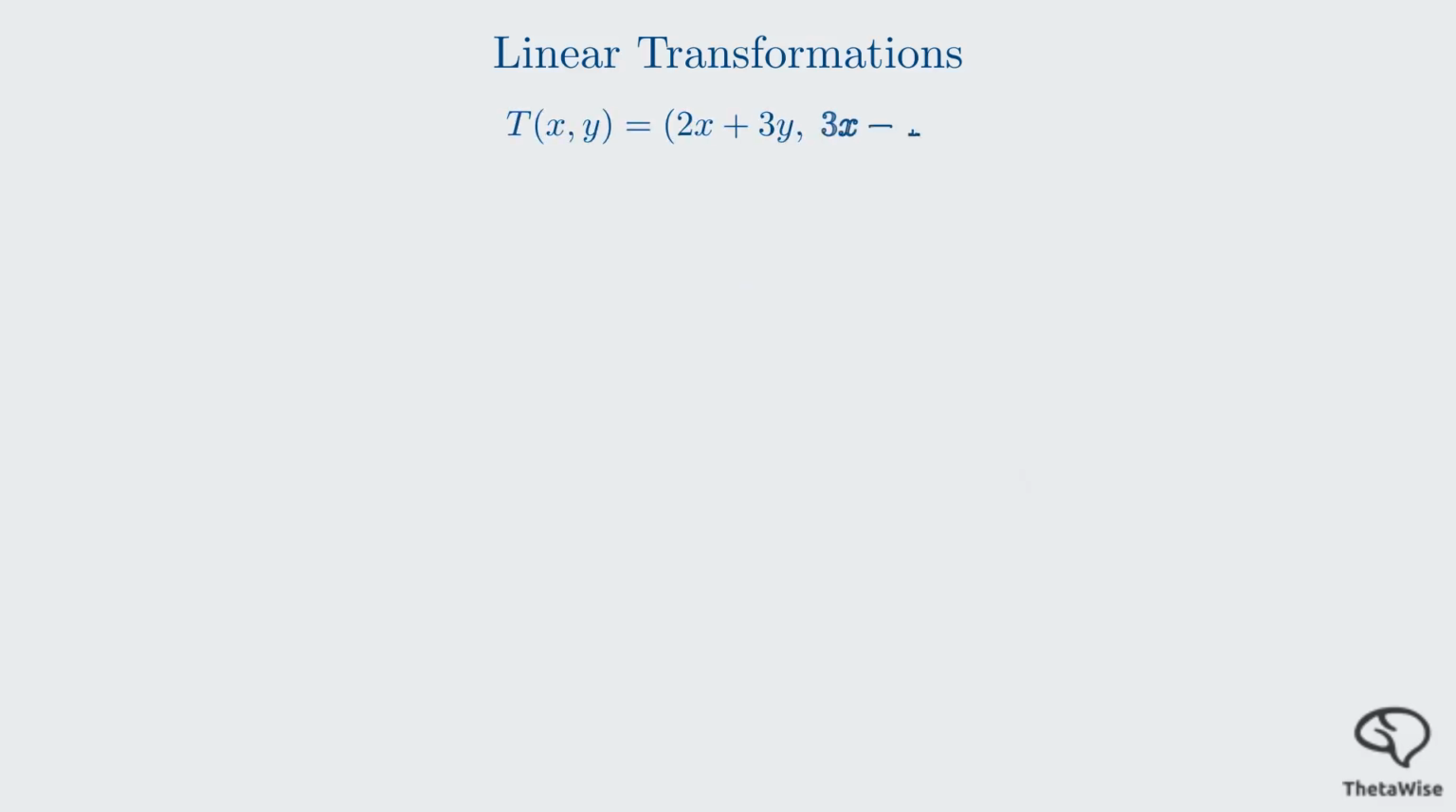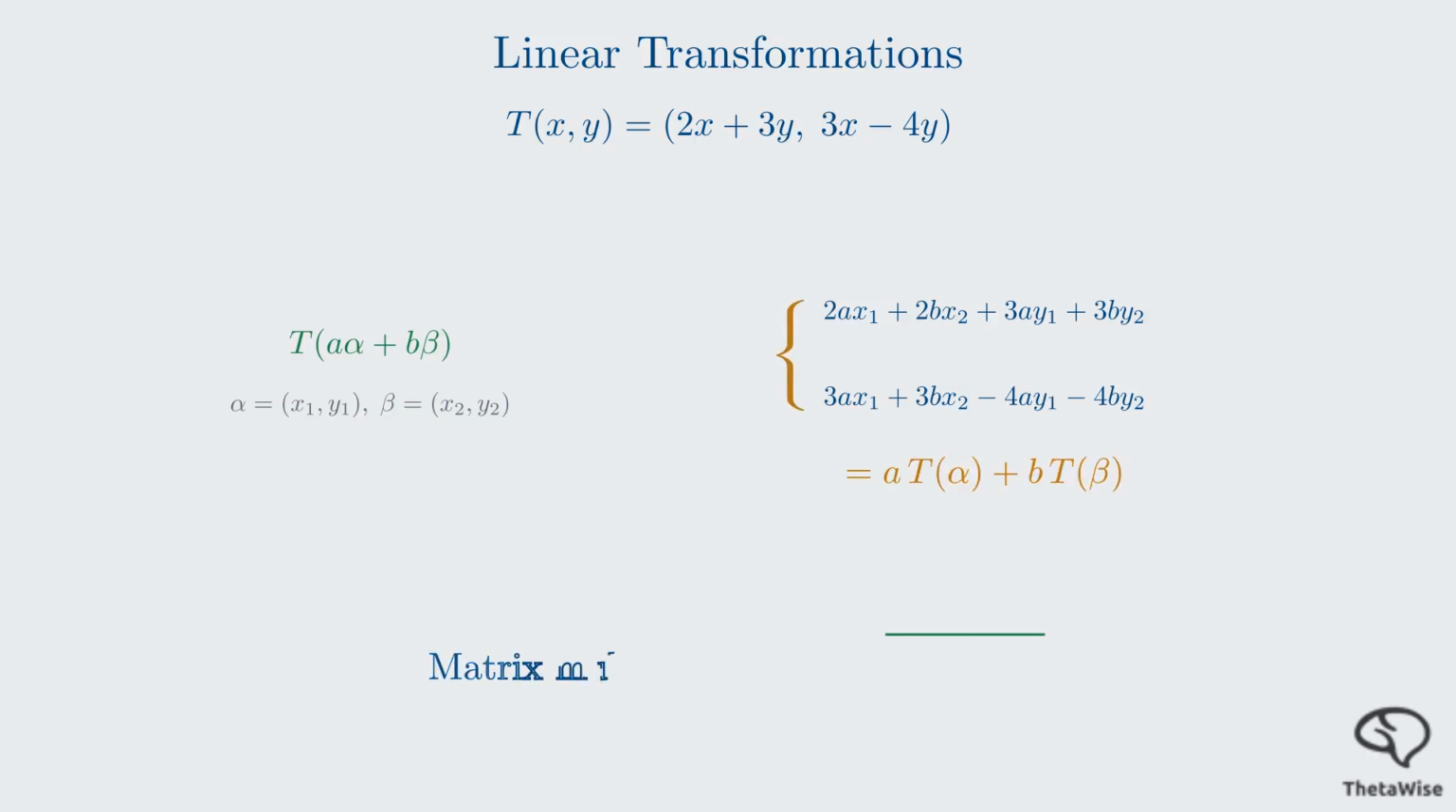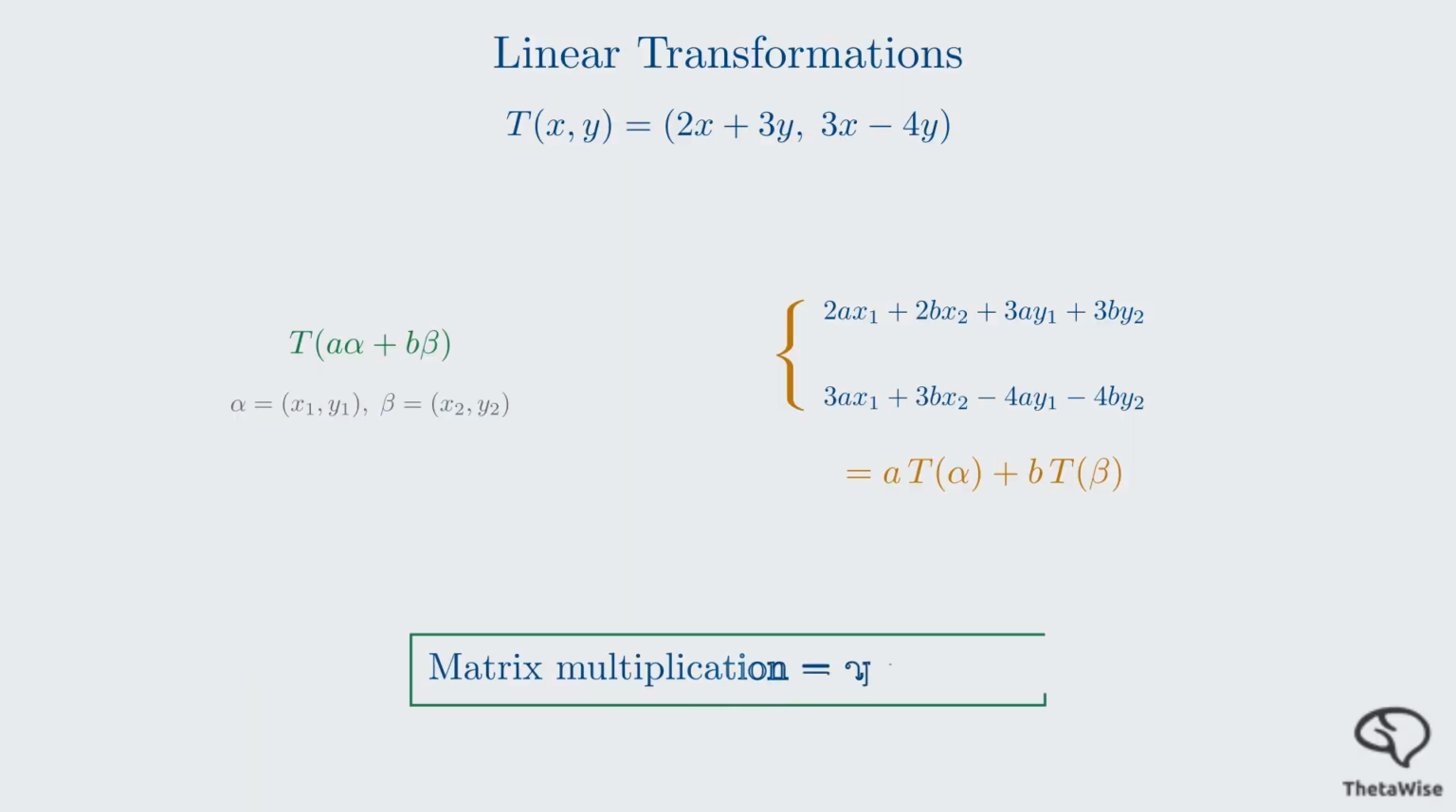To verify linearity in the note's two-dimensional example, take T of (x, y) as given, for vectors alpha and beta and scalars a and b. Substitute the combined coordinates. The first component becomes 2a x1 plus 2b x2 plus 3a y1 plus 3b y2. The second becomes 3a x1 plus 3b x2 minus 4a y1 minus 4b y2. Separating the a terms and b terms gives a T of alpha plus b T of beta. Therefore, T is linear. Matrix multiplication is not just notation, it is the computational mechanism for applying a linear transformation.